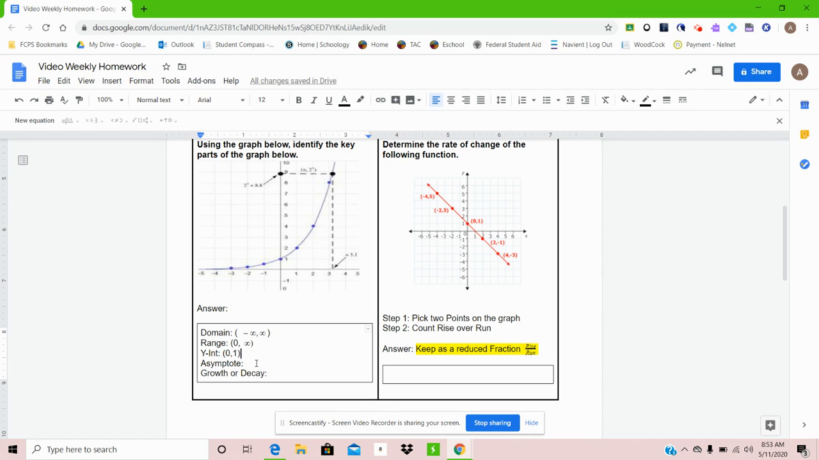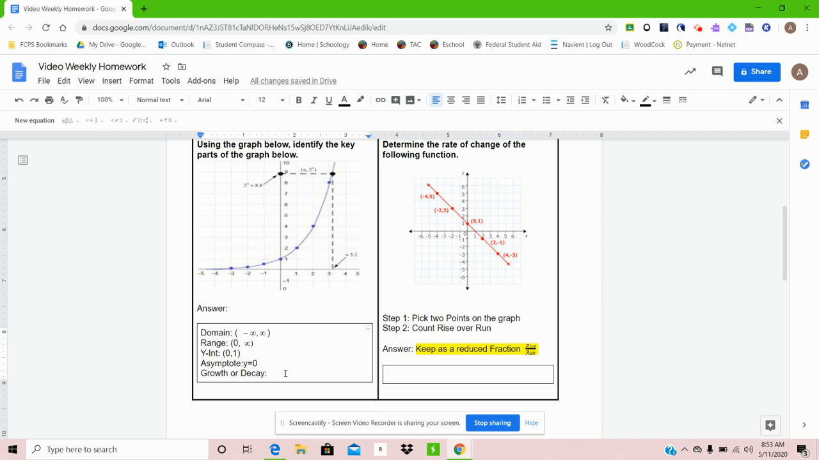Okay? Asymptote, what is that y value that your graph never crosses? Well, again, if I look at my graph, it seems like it's flattening out, and it's going to get very, very close to this y value of 0, but it's never going to cross. So again, asymptote is simply, what is the y value that your graph is never going to cross?